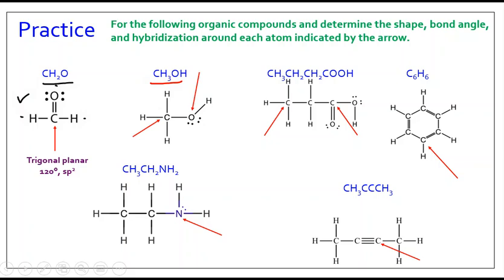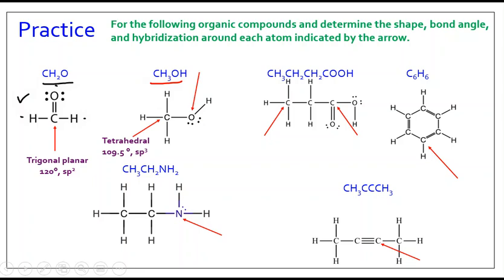What's the angle on a tetrahedral? It's one of those more difficult ones, the 109.5. 4 bonded atoms means 4 electron domains. That means 4 orbitals have to merge to form the hybrid. So what would be the hybridization around that carbon? sp3, exactly. Good.